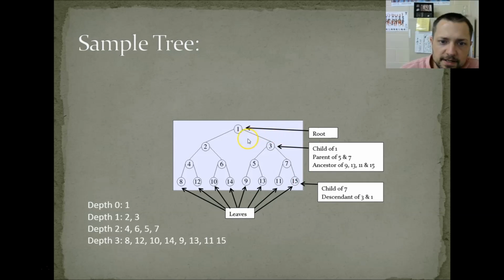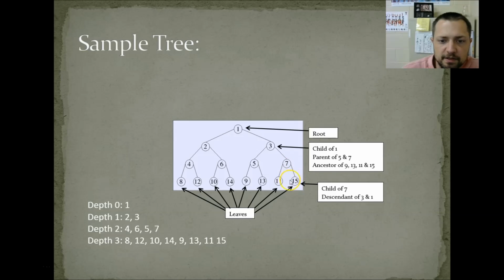Now let's look at this. Here's the root of the tree and it starts branching. So this is the root. It has a child of 3 and a child of 2. All these other items are descendants of 1. These items down here are called leaves because they have no children.